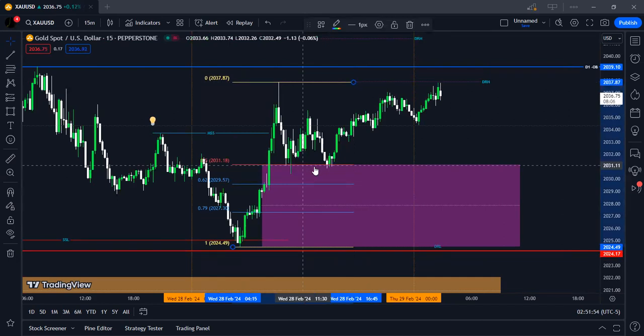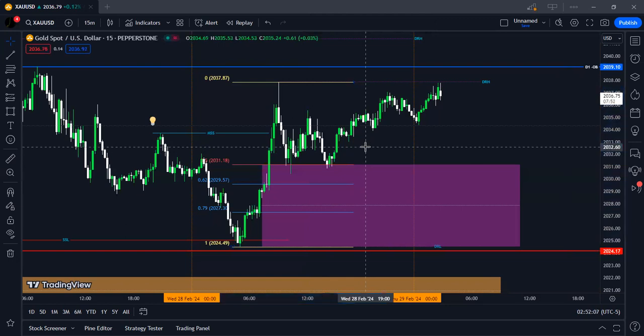So 50% is equilibrium, right? Below 50% is discount. So we want to buy at discount, okay? So in discount, what do we have of importance? We will hunt for two main arrays. First, liquidity. Second, inefficiency. And third, probably any other PD array like order block, mitigation block, rejection block, a breaker block, anything like that, okay?